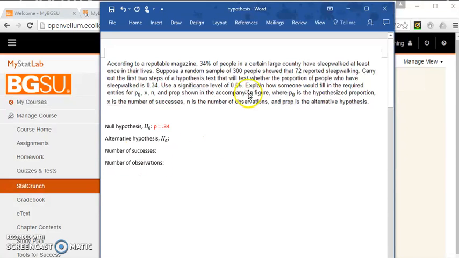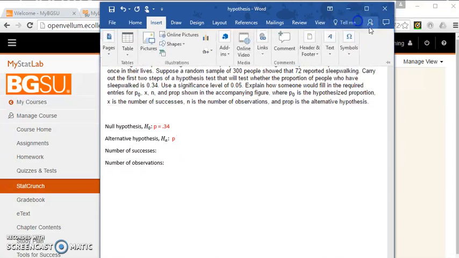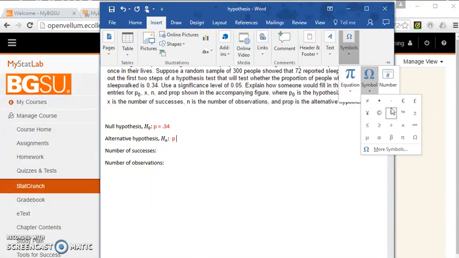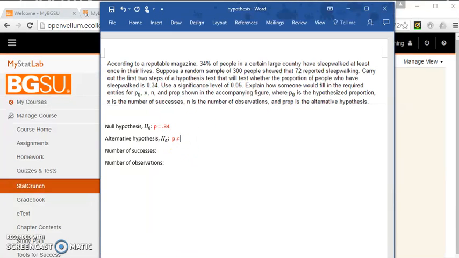Alright? So back to our example right here, we want to now write the alternative hypothesis. The alternative hypothesis is always the statement you wish to test. So right here, we want to test whether the proportion of people who have sleepwalked is 0.34. So whether, that means whether or not. Then in our alternative hypothesis, it should be P is not equal to, so let's insert the is not equal to symbol and 0.34, because it's whether or not. Then we are done writing our pair of hypotheses over here.